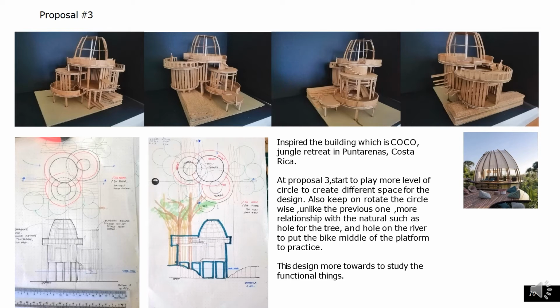In Proposal 3, I start to play with more levels of circles to create different spaces for the design, and also keep rotating the circles. Unlike the previous one, this one has more relationship with nature, such as half the tree and half the river. It's because I would like the building to be closer to nature and not only destroy nature. And this design moves more towards studying the functional things.